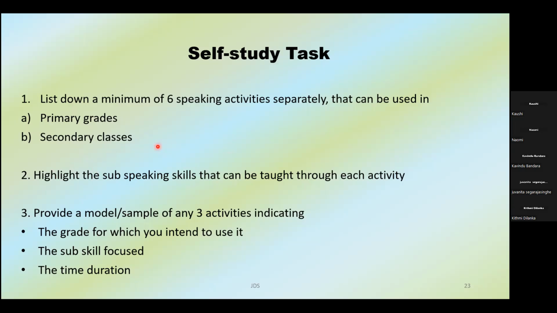So for secondary, you have many discussions, debates like that. We have discussed several, you include them. Highlight the sub-speaking skills that can be taught through each activity. At least any 2 sub-speaking skills you have to mention, for both. Write the activity and against it, just mention any 2 sub-speaking skills. Not language functions, sub-speaking skills. Remember those 8 sub-speaking skills? Connect them to these activities and write.